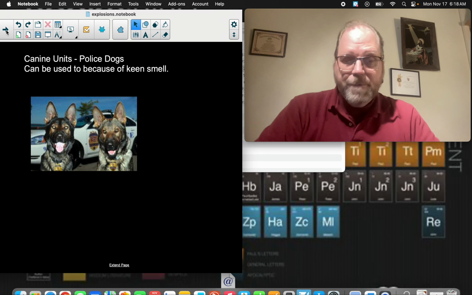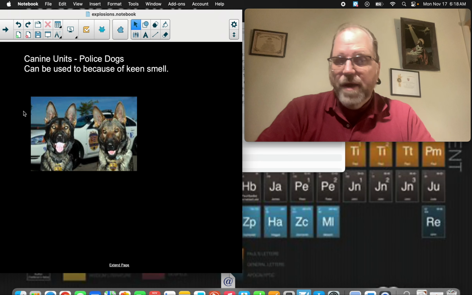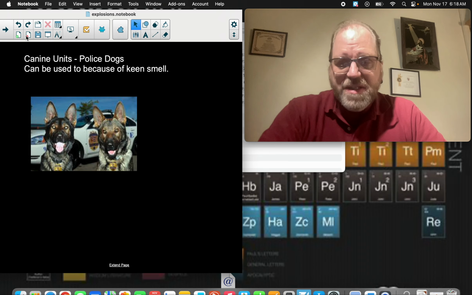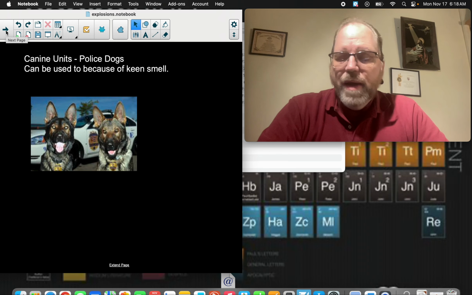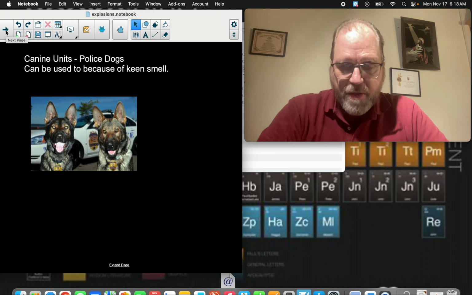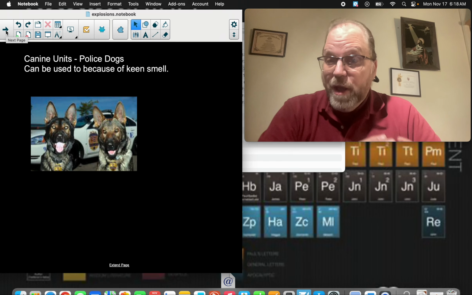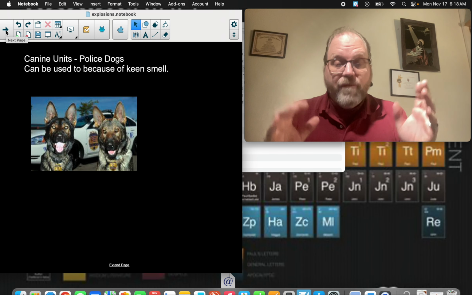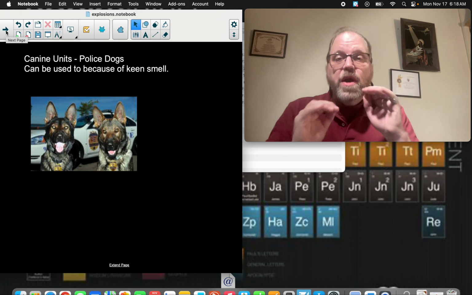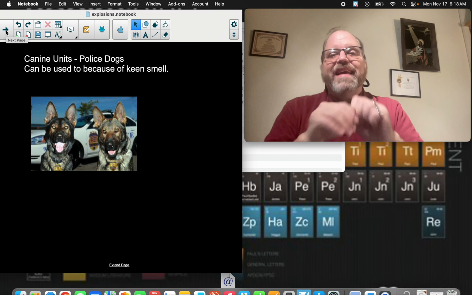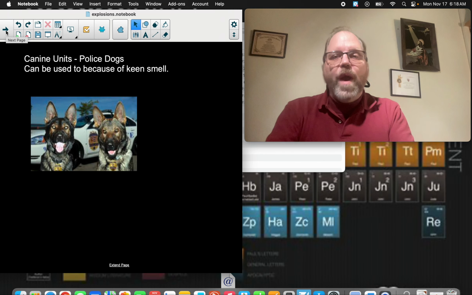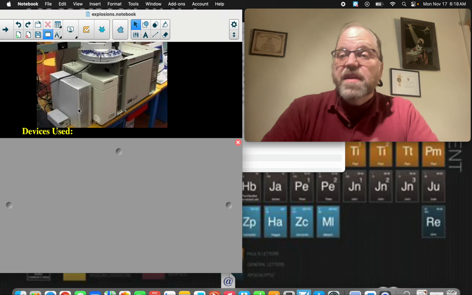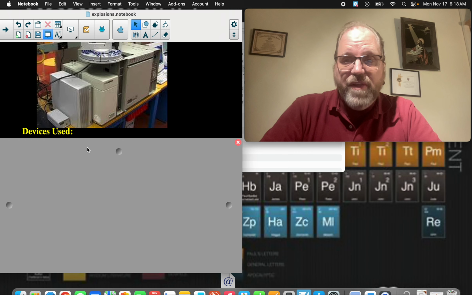Now that's high tech. Low tech are these guys, canine dogs. They can be used because of their keen sense of smell. When a dog smells explosives, they don't start barking because some of that could be shock resistant, so that little barking sound could set it off. So when they smell explosives, they've been trained to kneel and sit exactly at the spot where the explosives are located.